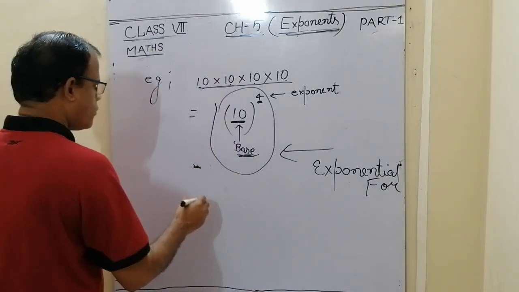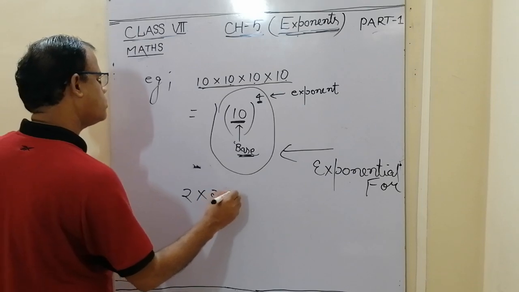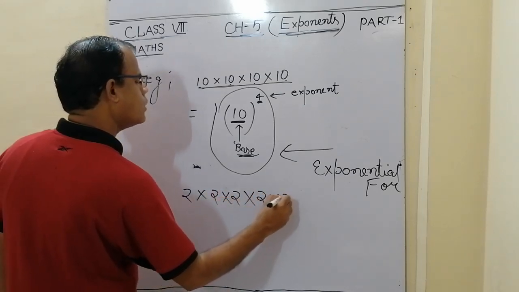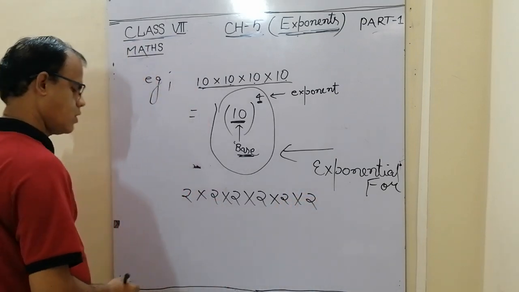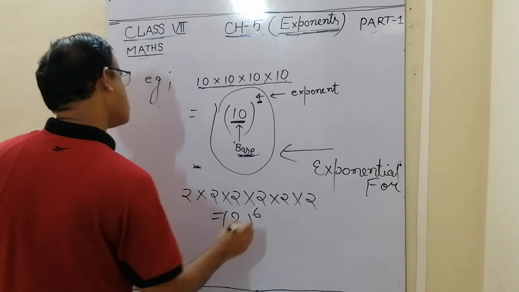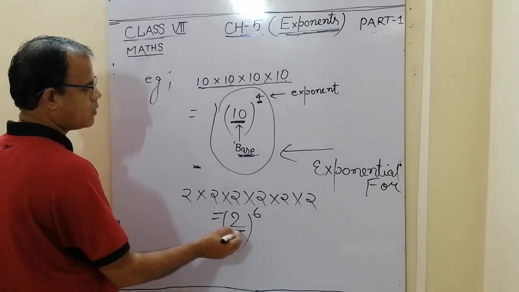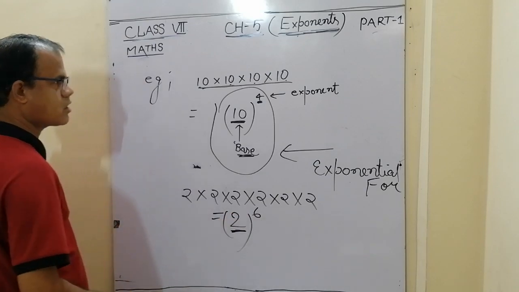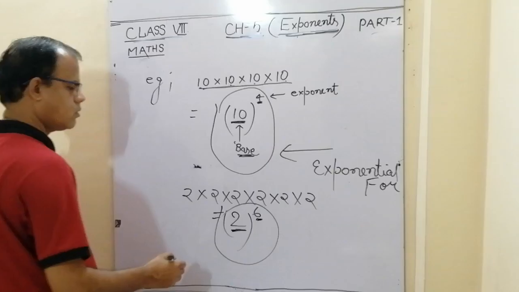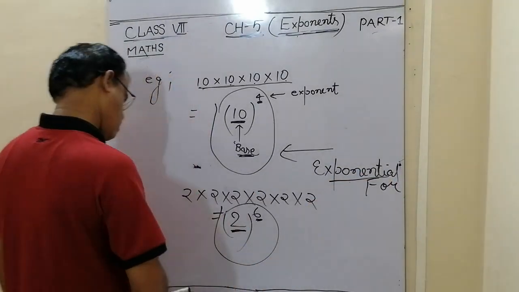Similarly, if we multiply 2 six times, 2 multiply 2 multiply 2 multiply, 1 2 3 4 5 6, six times, so we can write 2 raised to the power 6. In exponential form, 2 is the base and 6 is the exponent. This whole expression is known as exponential form.